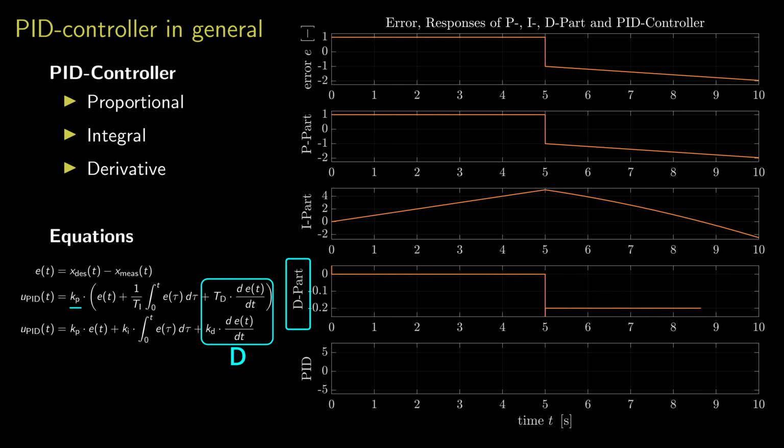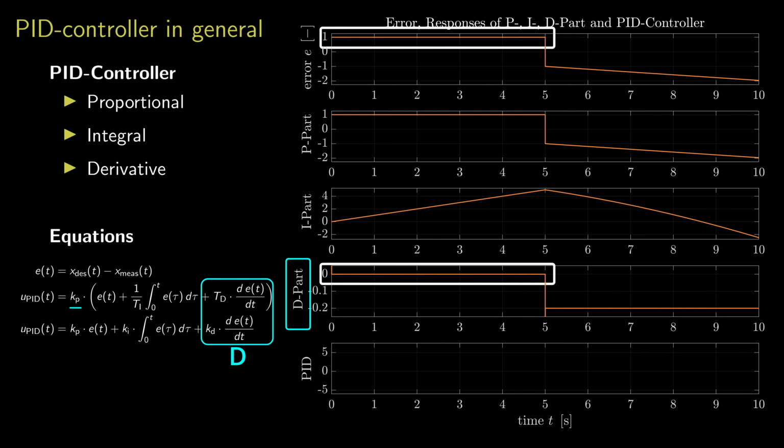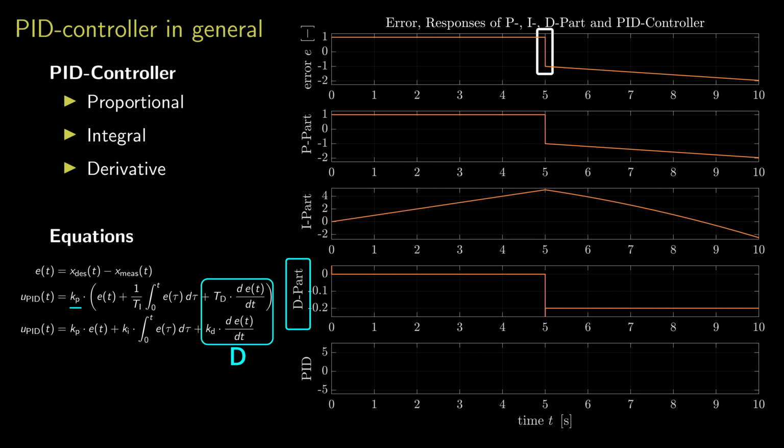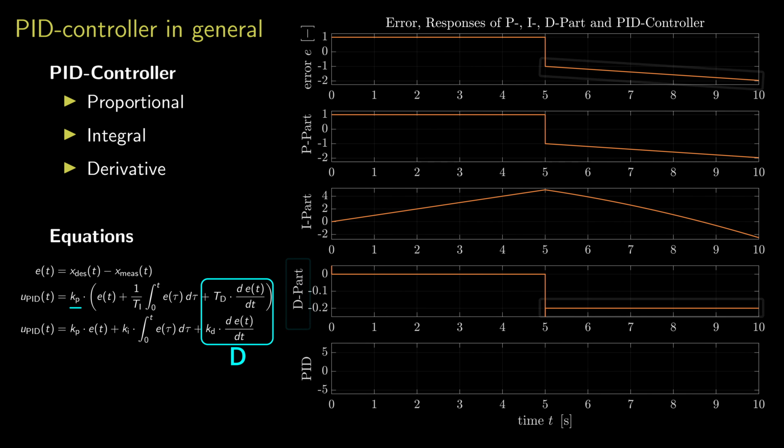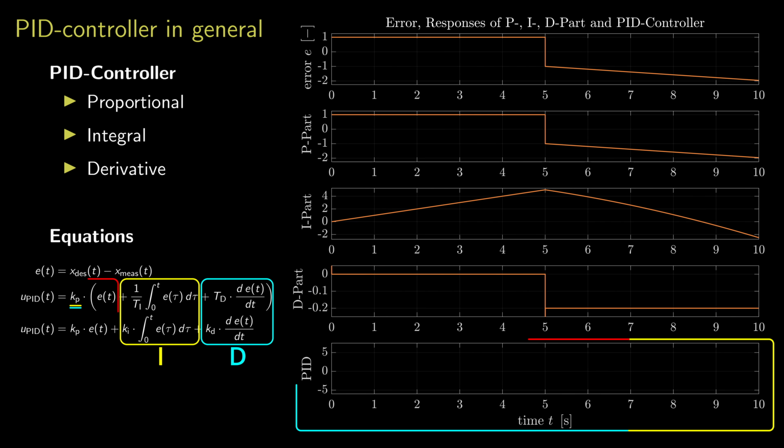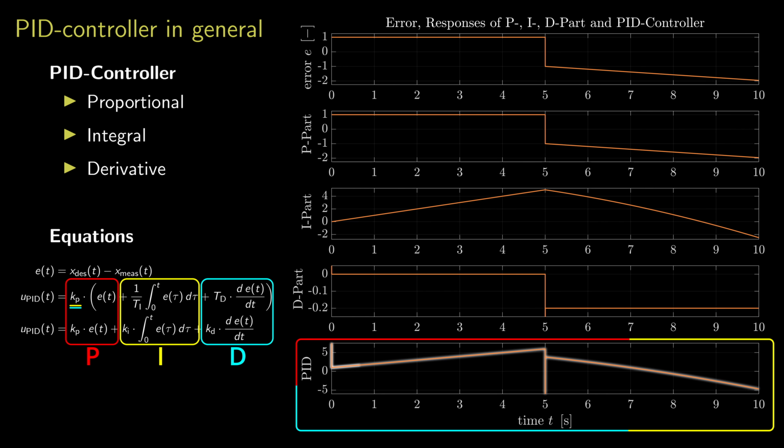Finally, the derivative part is just the mathematical derivative of our error. Since the error is constant here, it is 0. At this jump, you will have a negative impulse in the derivative part. The height of this impulse depends on the controller cycle time. Back here, where the error decreases constantly, our derivative part is constant. And if we look at the total response, it is the sum of the three components.